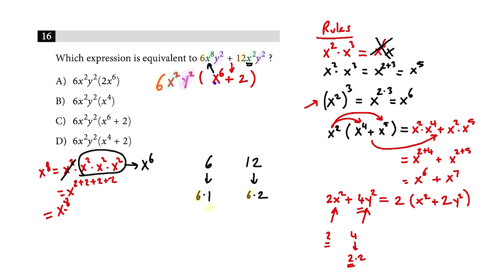After I put the common factors outside of the parentheses, I got 6 x squared y squared times the quantity x to the 6th power plus 2. The correct answer for this question is C. Thank you.